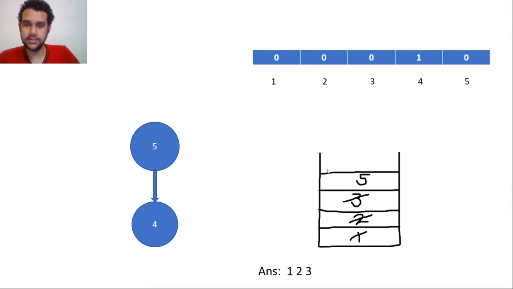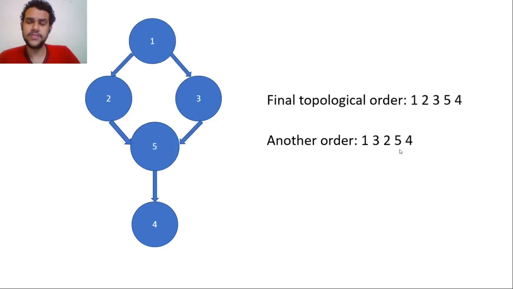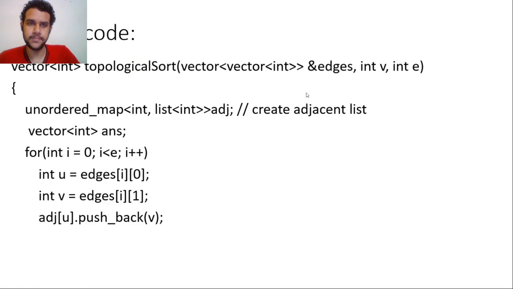So after adding 5 to the queue, we remove 5 from the queue, and then the in degree of 4 becomes 0, so we finally put 4 into our queue and then we remove it. So our final order becomes 1, 2, 3, 5, 4. We also have another order 1, 3, 2, 5, 4 because 2 and 3 are not connected and they can be removed in any order as we want.